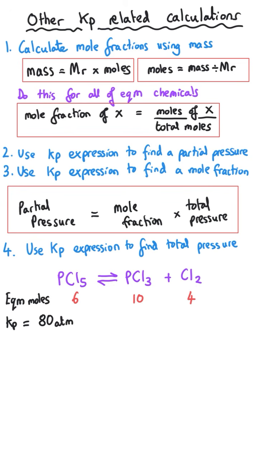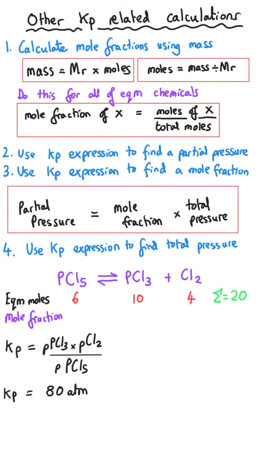So we can work out what the Kp expression is going to be. It's the partial pressure of PCl3 multiplied by the partial pressure of Cl2 divided by the partial pressure of PCl5. And that's why the units are atmospheres. We can work out what the mole fraction is by working out the total moles, which is 20. And so PCl5 is 6 divided by 20, PCl3 is 10 divided by 20, and Cl2 is 4 divided by 20.